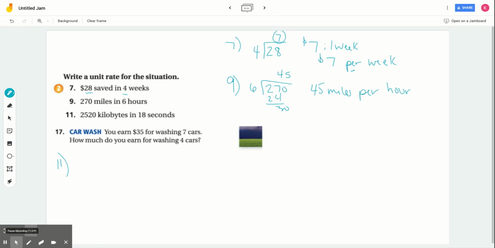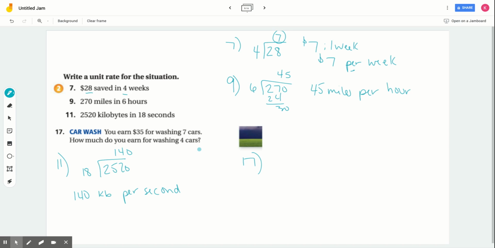For number 11, you would again divide 2,520 by 18. And when you do this, you should end up with 140. So we would say there were 140 kilobytes per second. Now, with number 17, you earn $35 for washing 7 cars. How much do you earn for washing 4 cars?